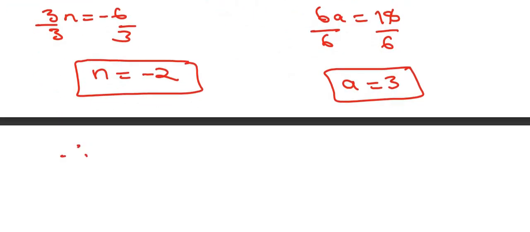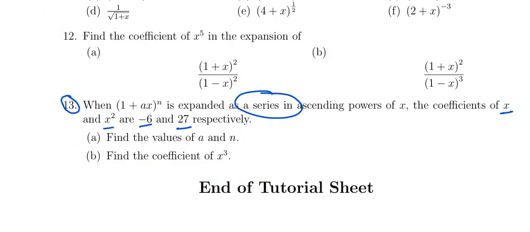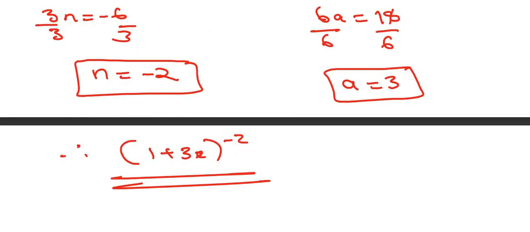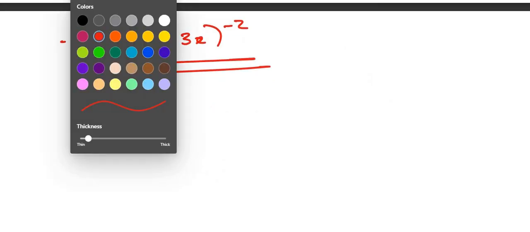So the actual question, therefore, is 1 plus 3x to the power -2. This is what the question was supposed to be. It's a series. Not only have we found the value of n and a, we can also find the coefficient of x to the power 3 by expanding this same expression until we reach the fourth term, because it is the fourth term that has x to the power 3.